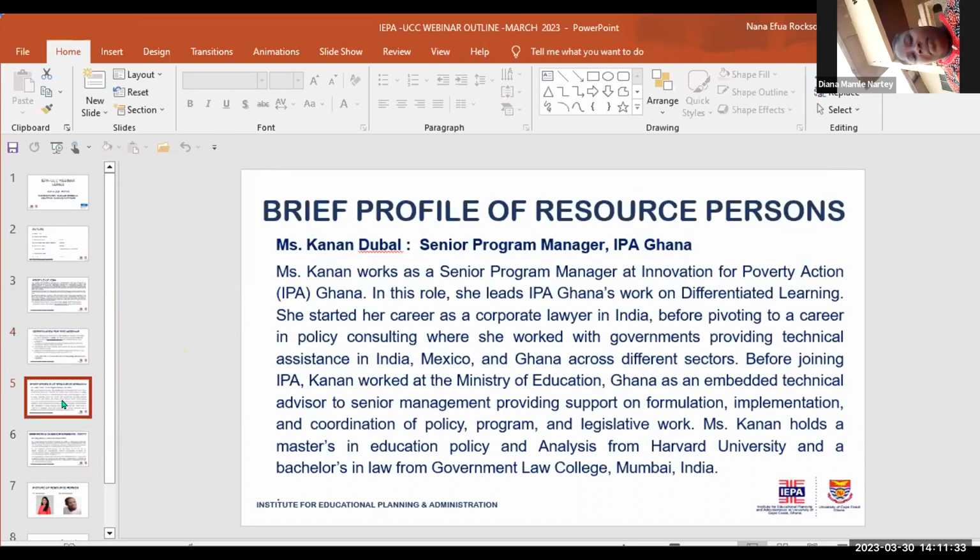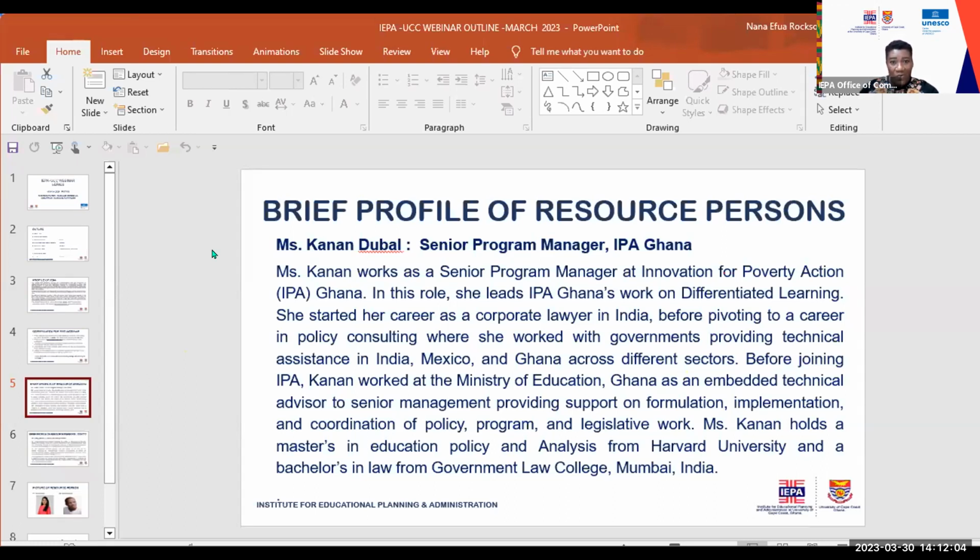So who are the resource persons for today? We have two astute professionals in education who are going to take us through the topic, differentiated learning program, impacting learning outcomes. And the first resource person is in the person of Ms. Kanan Dubal, the Senior Programs Manager at Innovation for Poverty Action Ghana.